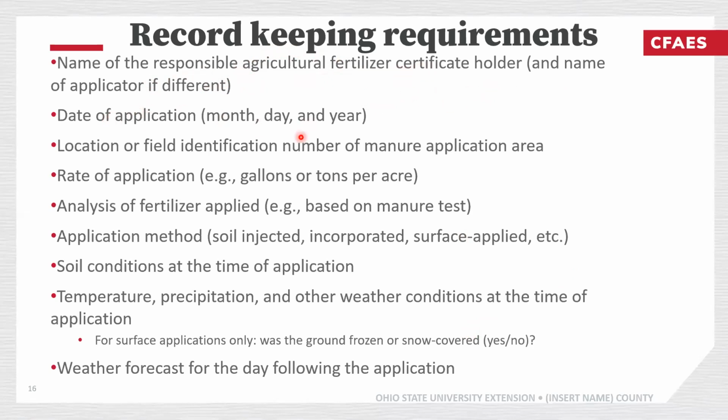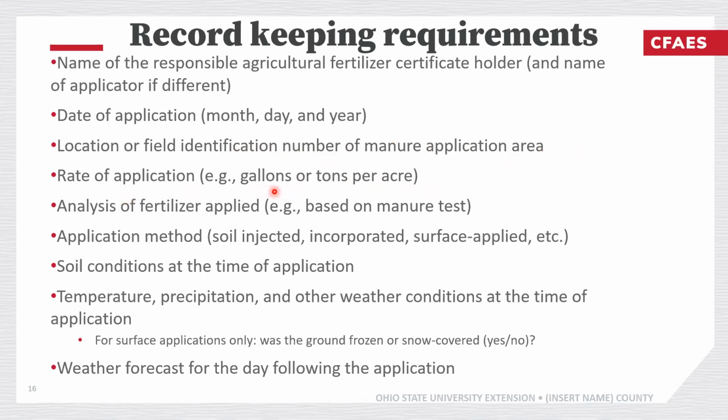Date and time of the application, month, day, and year. Location or field identification number of the manure application area. That location or field identification number really should be something that other people understand, not just the back 40 or the bin farm or whatever you call your farms. FSA field numbers are good, or a GPS coordinate to help better identify that field.